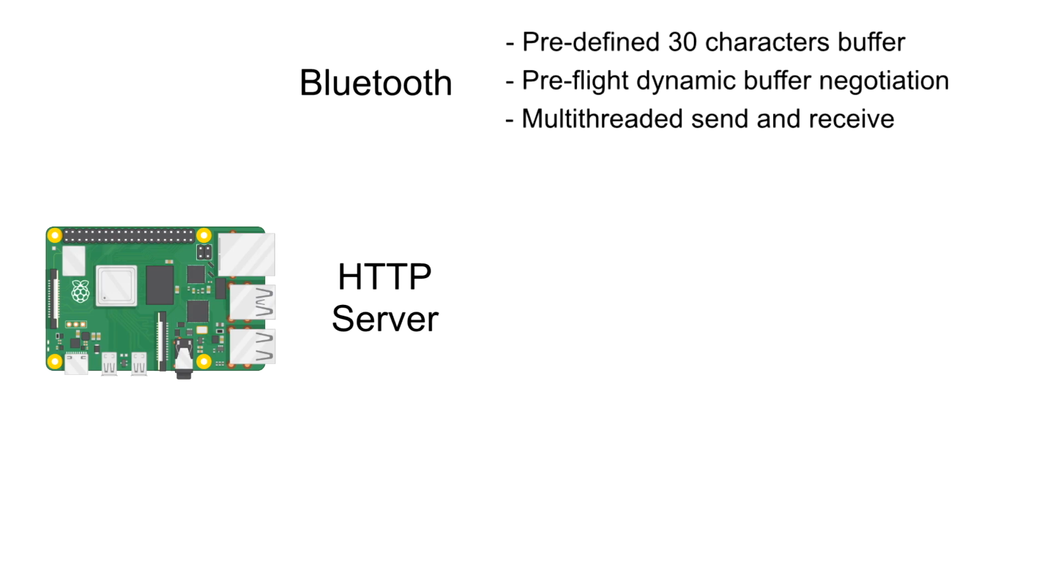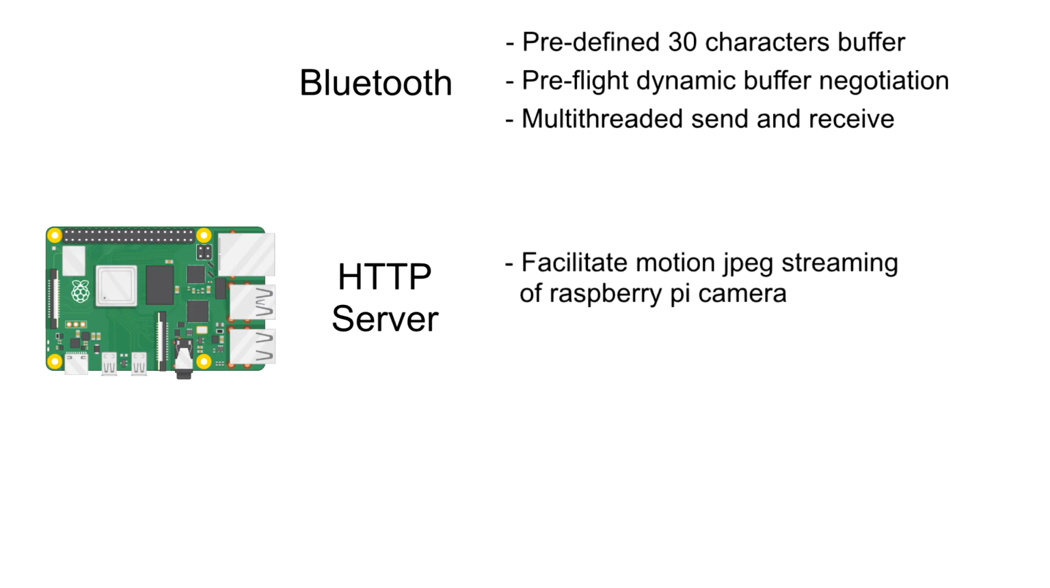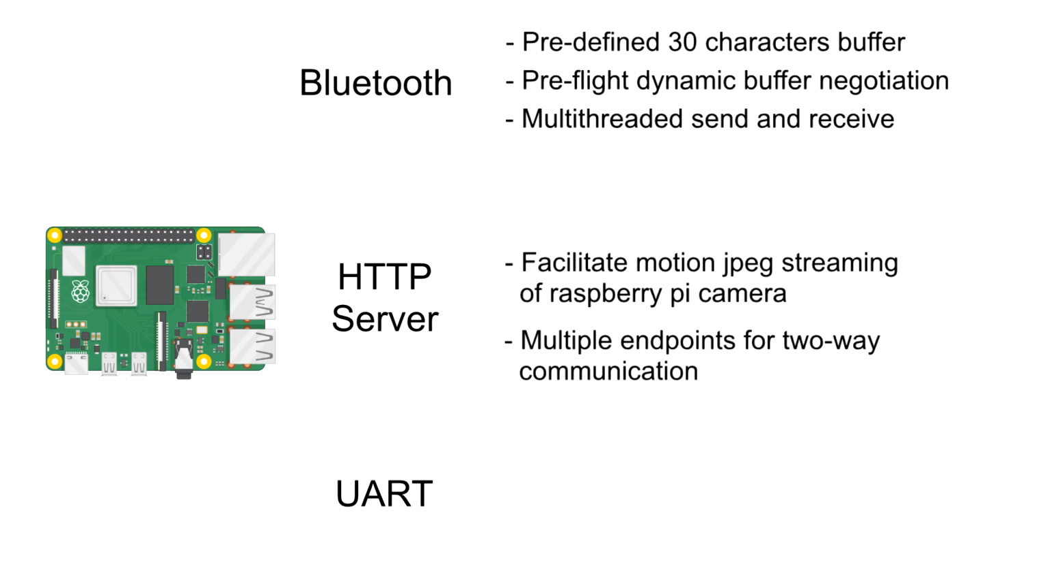Next, we have a HTTP server. The server facilitates video streaming from the Raspberry Pi to an external laptop in the Pi's LAN for image recognition. It also has multiple endpoints which enables two-way communication between the server and detection client. Lastly, we have a UART socket server with a fixed 5-character buffer which allows us to communicate and issue movement commands to the robot itself.